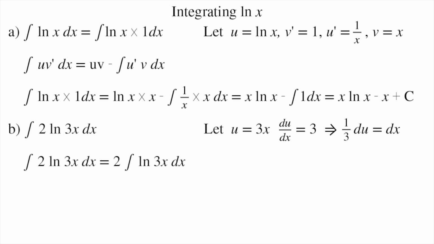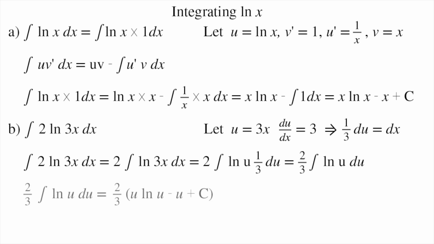The integral of 2 times ln 3x dx is equal to 2 times the integral of ln 3x dx. Because 2 is a constant, we can just take it outside the integration. And now we make our substitution, and we get 2 times the integral of ln u times 1/3 du. Again, we've got another constant here, so we take that outside to get 2/3 times the integral of ln u with respect to u.